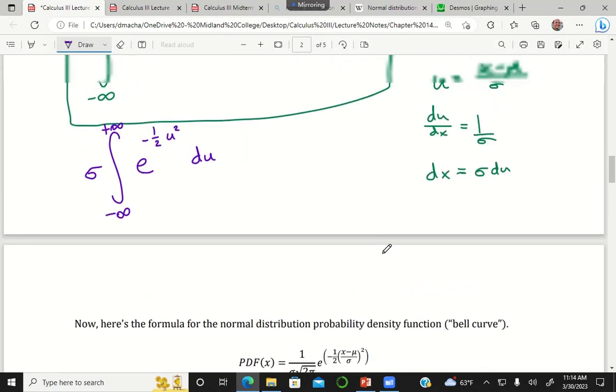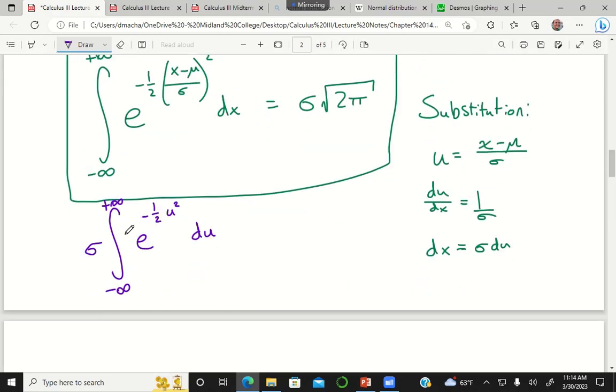So I need to remember this. It's going to be sigma integral of that. Okay, so this is what I'm trying to find the value of. So I'm going to go ahead and say this is equal to capital I. Capital I, just the value of my integral.